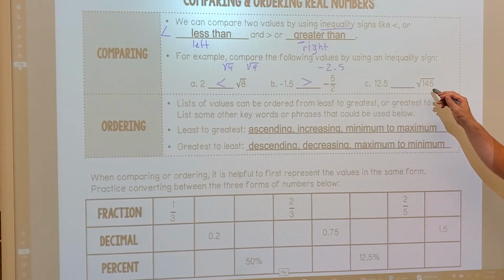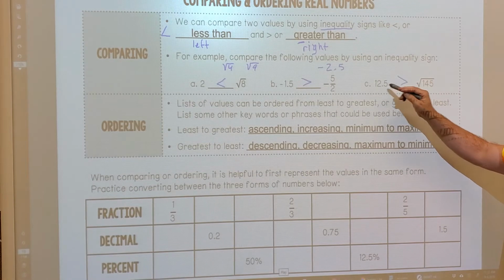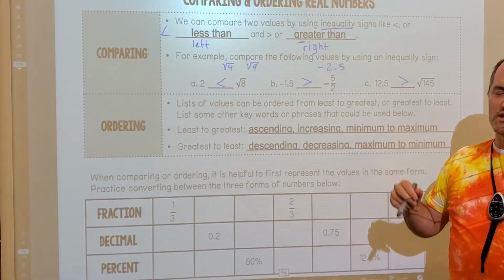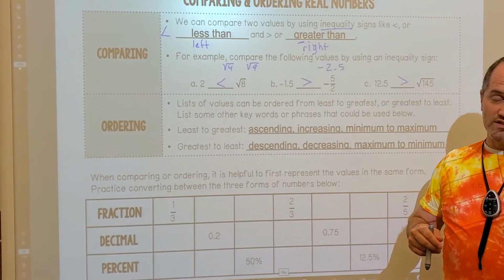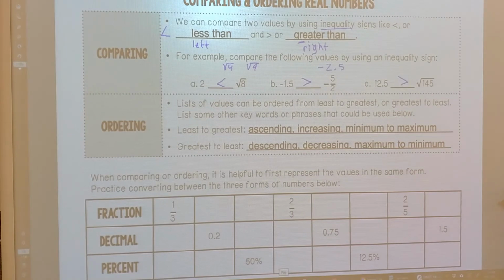12.5 and then the square root of 145. I don't know exactly what that is, but I know that the square root of 144 is 12, and so I'm 99, moving to 100% sure that this 12.5 is going to be bigger than that. Okay, because the next perfect square is 169, and 145 is not anywhere near halfway between 144 and 169. Okay.